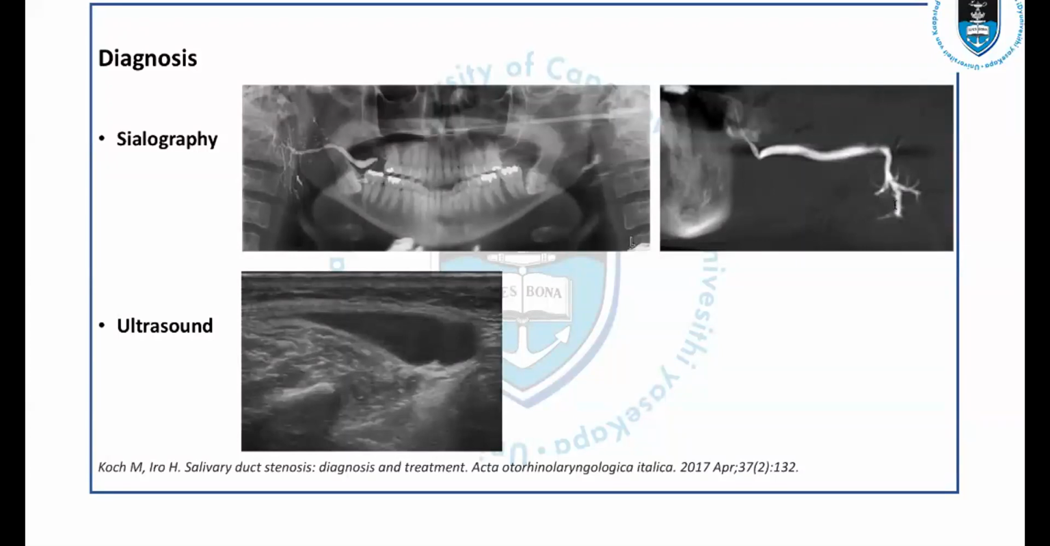On ultrasound, visualization of a dilated duct distal to a point of blockage and without the presence of a stone is suggestive of ductal stricture. And hypoechoic changes in the gland parenchyma also indicate ductal dilatation. So the picture that you can see is of a right parotid duct with distal stenosis at the papilla and massive proximal dilation of the duct.